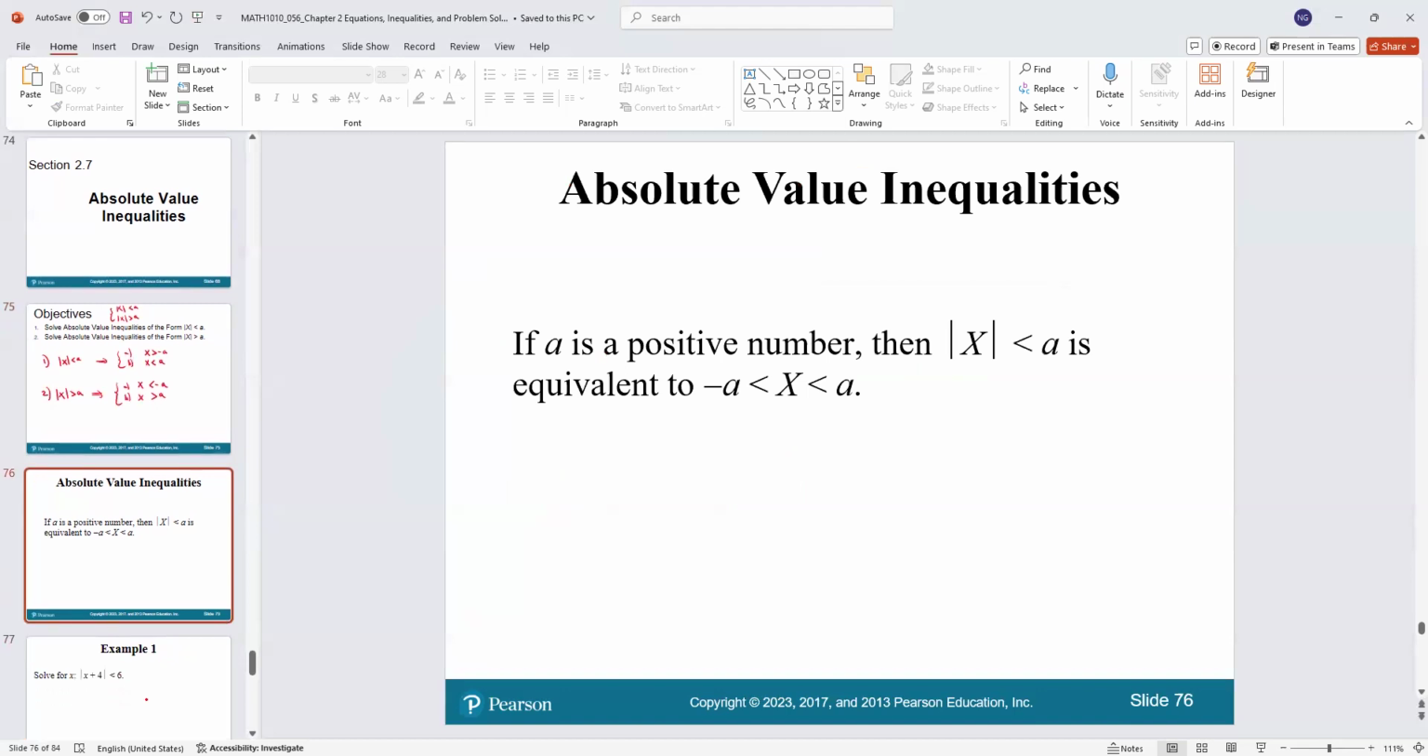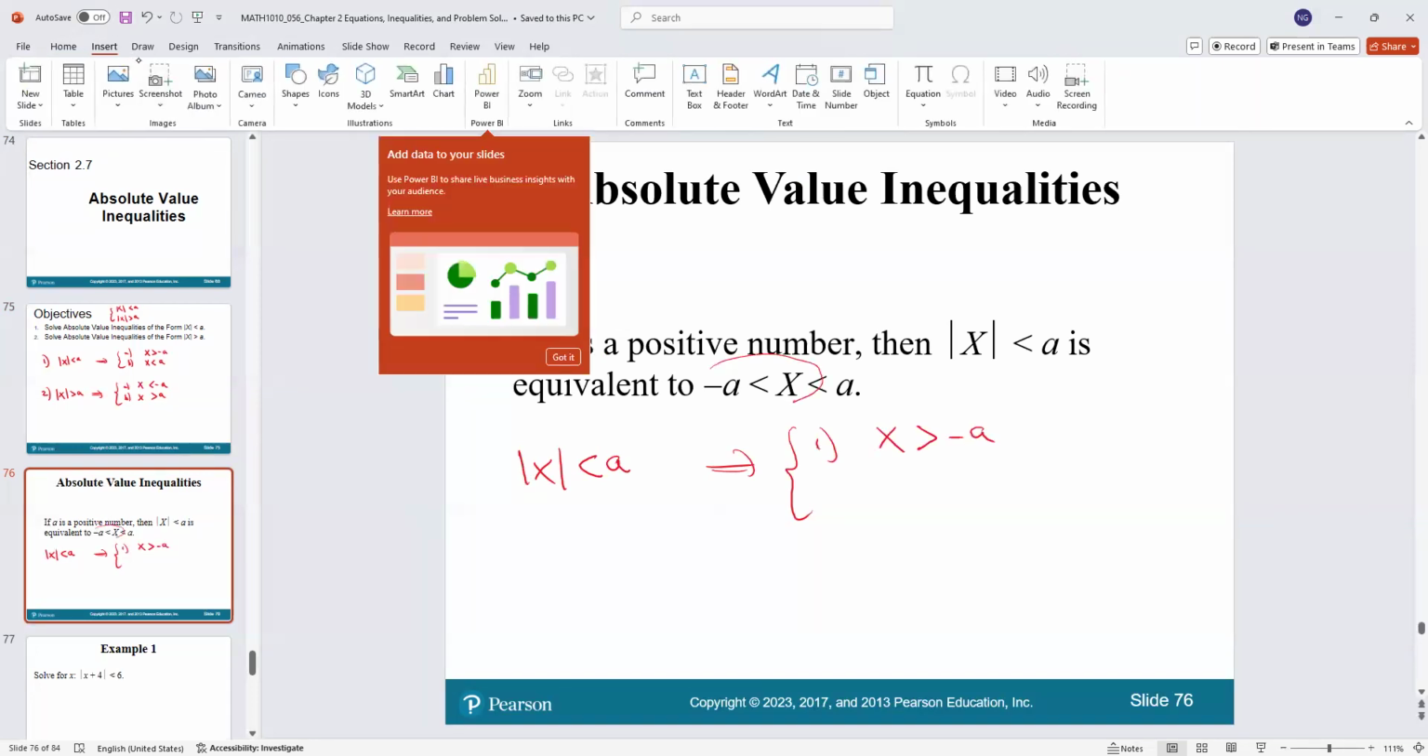We said if a is a positive number, then absolute value of x less than a is equivalent to x being between negative a and a. Like I said, if you have absolute value of x less than a, then it gives you two inequalities. The first one, x would be greater than negative a.